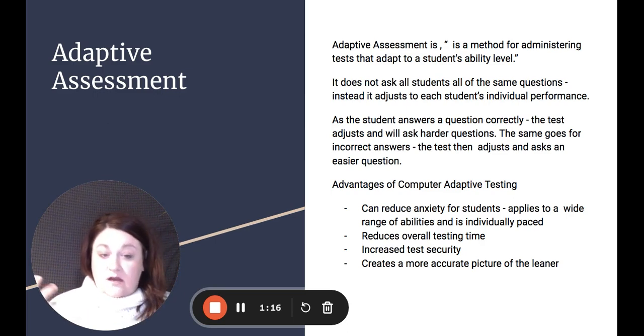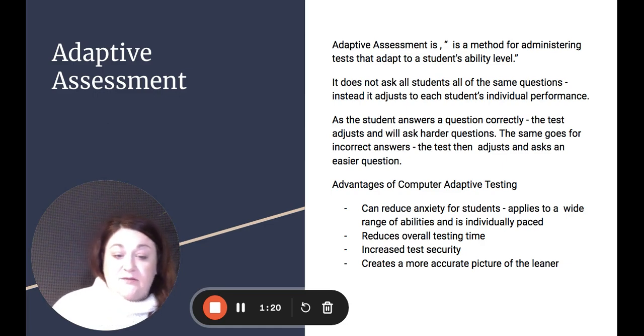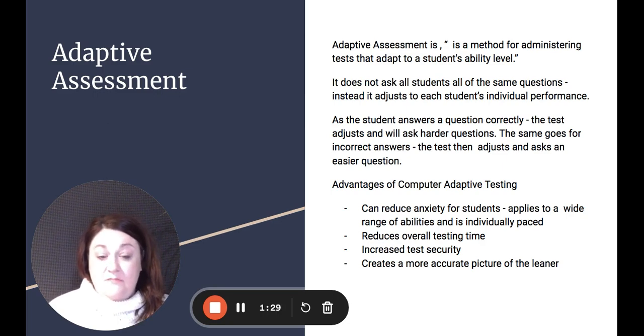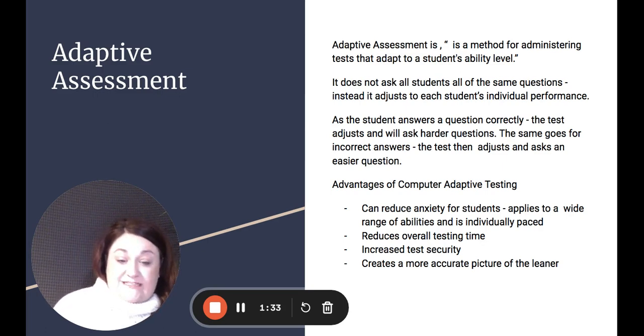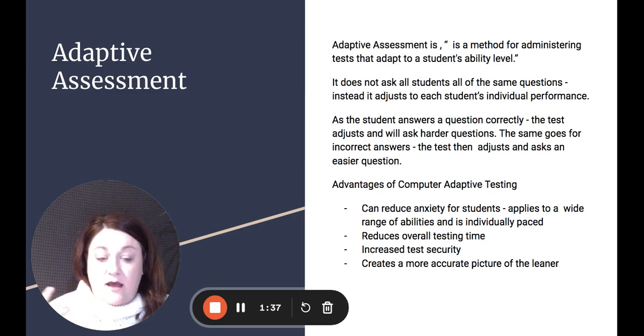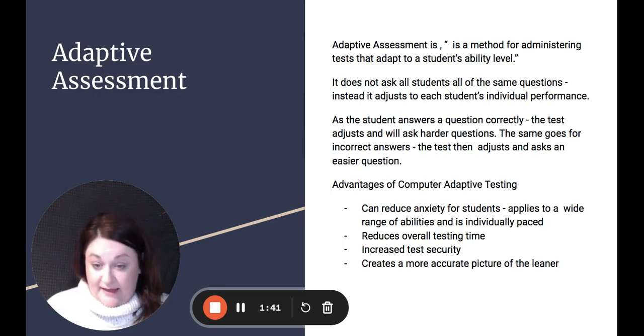This does come with some advantages. It can reduce anxiety for students. It applies to a wide range of abilities, and it's going to be individually paced. It's also going to reduce the overall amount of time required for the test, which is great. It's going to increase test security, and most importantly, it's going to create a more accurate picture of the learner as an individual and as a class.